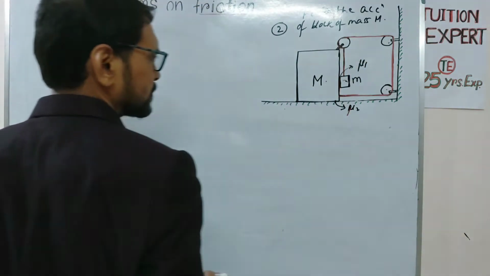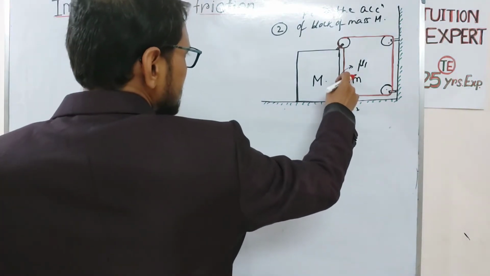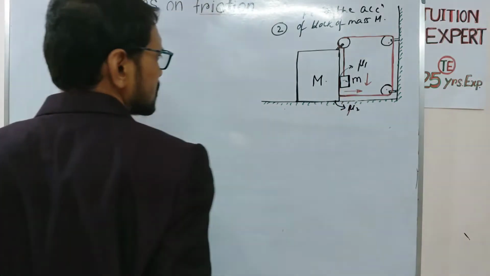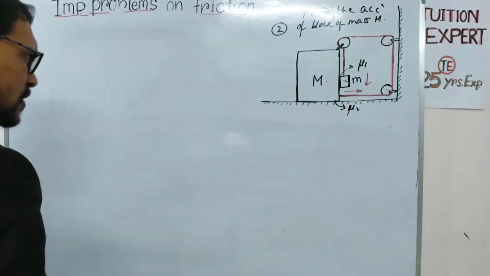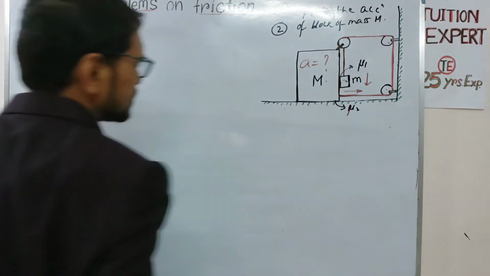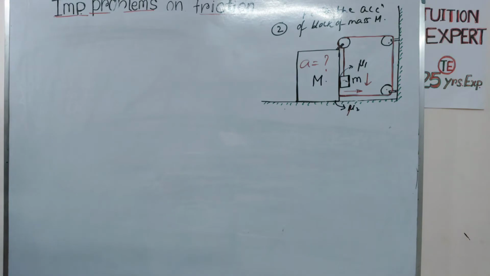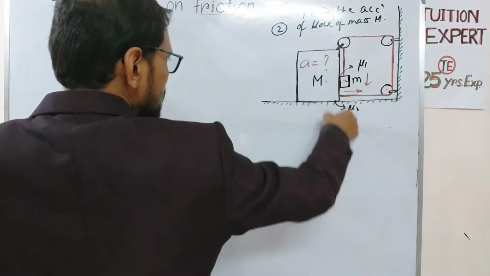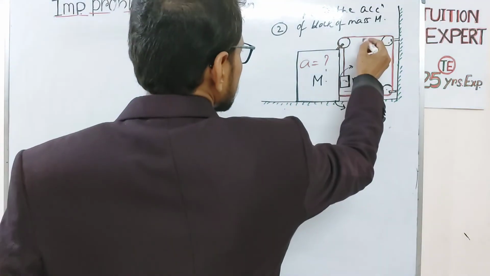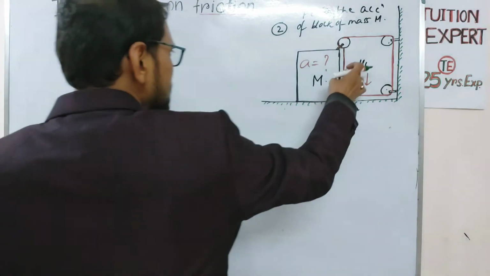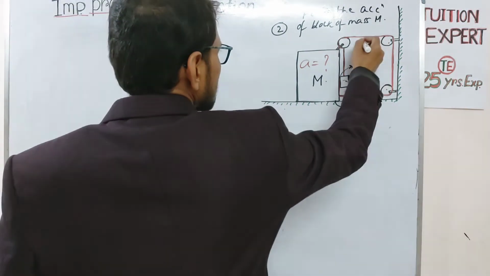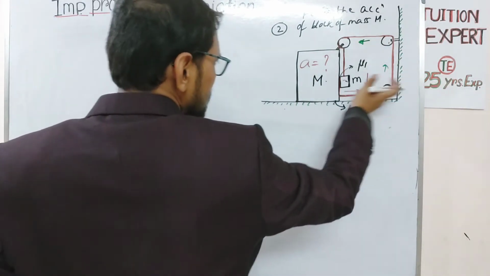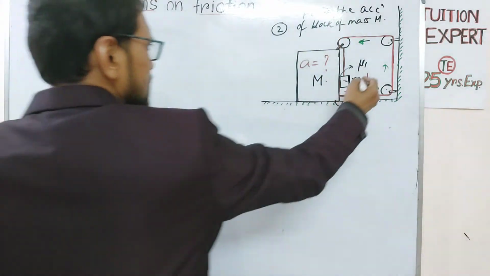Now if the system is released, this block moves this way and that block moves in the other direction. So find the acceleration of the block of mass M. What is the acceleration of this block? So this is the question. Now due to this weight, this block moves down. If this block moves down, then since the length of the string is constant, the string will move in this direction, and this will move in this direction. So this way the motion starts.